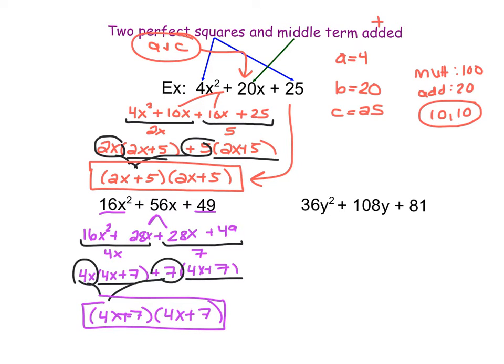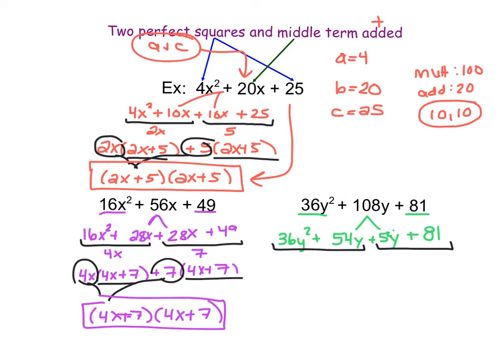Now looking at example 3, again, I notice that I have 36 as an A value, and that is a perfect square, and 81 as a C value, and that is a perfect square. So I know from here I can split my middle term into 54y plus 54y, then adding the 81 onto the end and the 36y squared onto the beginning. I then from here look at these in pairs and find the greatest common factor.